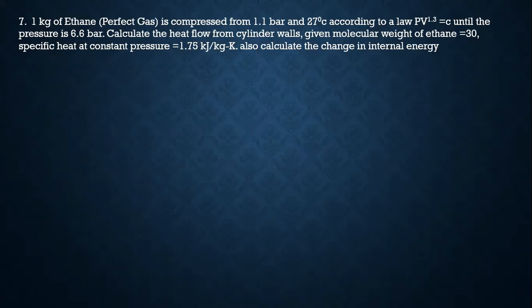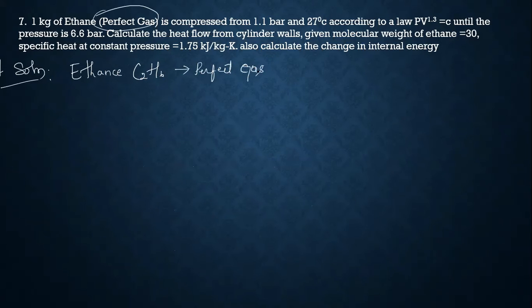Next problem, that is 1 kg of ethane, perfect gas. This is ethane, C2H6, and they mention it as a perfect gas. It is compressed. The process is compression. Work is done on the system, so the sign convention is negative. It is compressed from 1.1 bar.